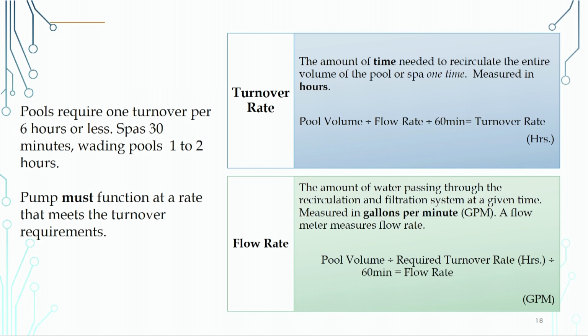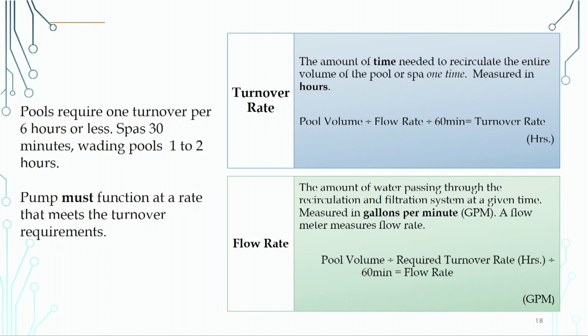For the turnover rate, you would take your pool volume, which we got from the last equation, and then you just divide that by your flow rate, and then you divide that by 60 minutes, and then you get your turnover rate, which basically is just the amount of time needed for the entire pool volume of water to be recirculated one time. And then you also get your flow rate because the pump must function at a rate that meets the turnover rate.